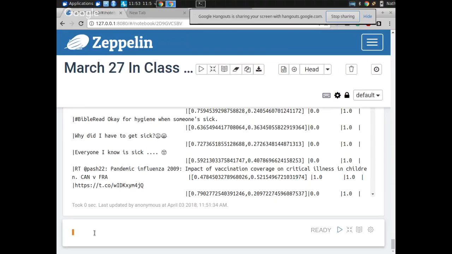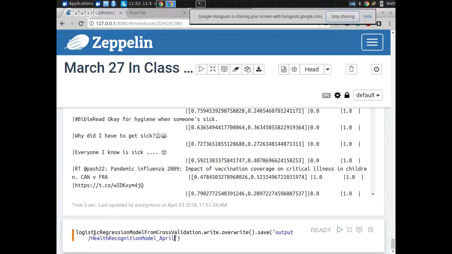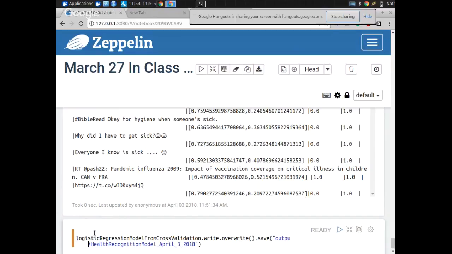Okay. Now finally we could take the logistic regression model from cross validation. We could write it with dot overwrite and save it in an output file called health recognition model under bar, and I'll say April 3, 2018. Here we are. And I'll make that more obvious. So the point is this output is just immediately followed by the slash there.